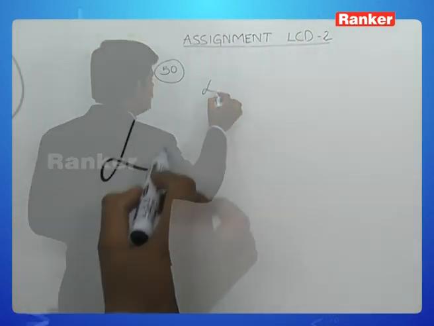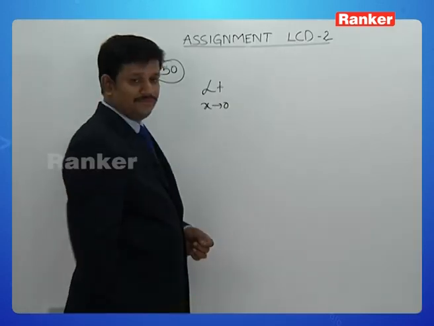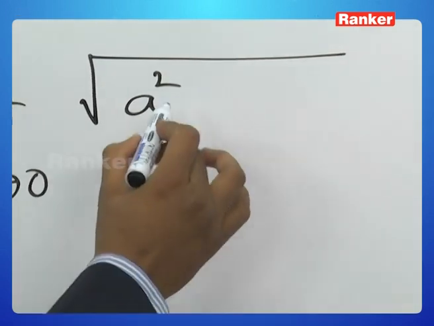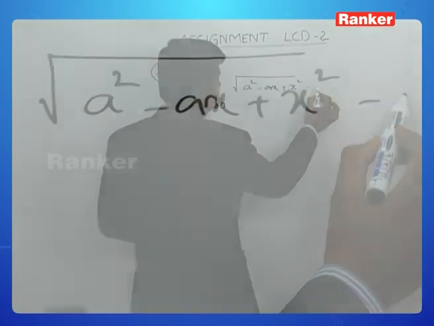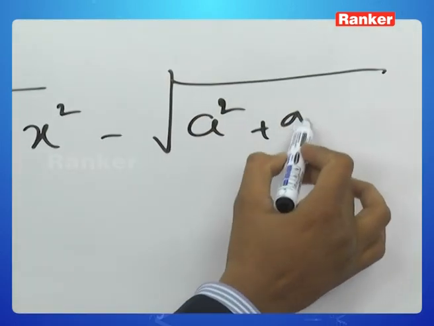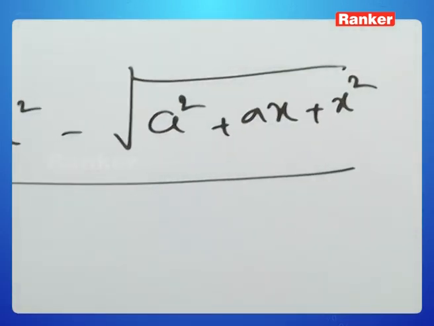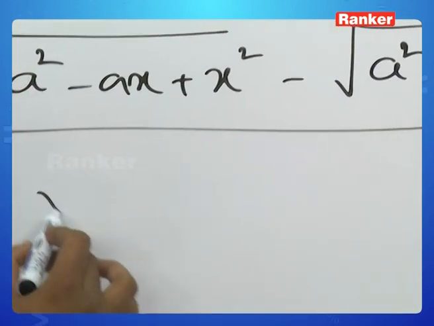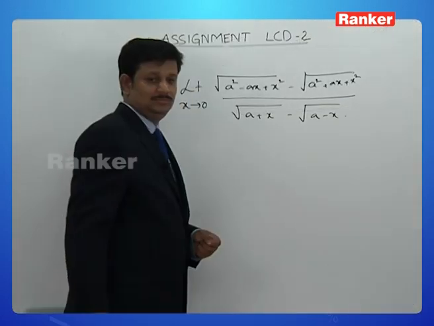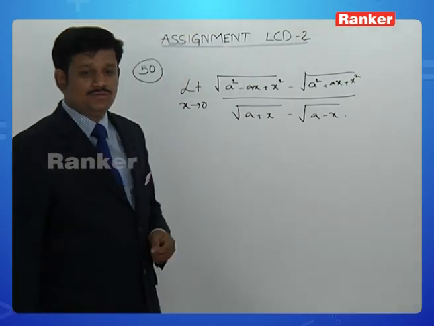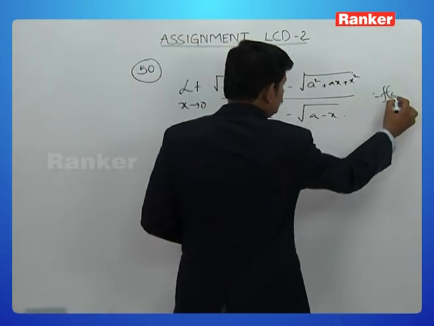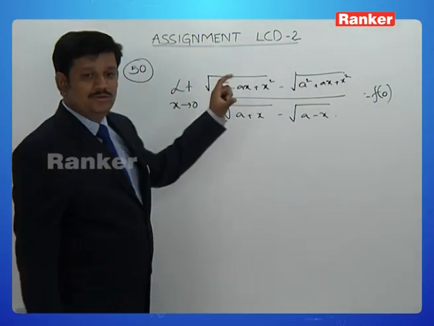And for the function to be continuous at 0, the limit as x tends to 0 of f of x, which is root over a square minus ax plus x square, minus root over a square plus ax plus x square, divided by root over a plus x minus root over a minus x, should be equal to f of 0. So our target is evaluating this limit.